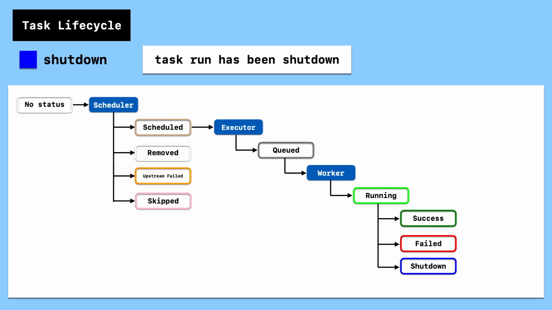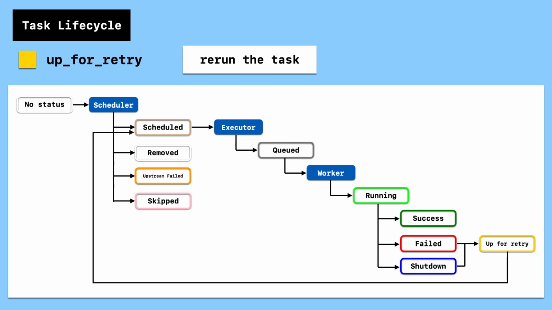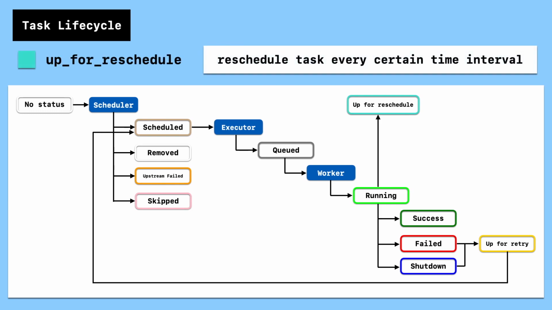In the case of the task in stages failed or shutdown, if the maximum retry is not exceeded, the task will be forwarded to the up for retry stage, which means the task will be scheduled and rerun after a certain waiting time. In some specific cases, a task in the running stage can also be directed into the up for reschedule stage, which means the task will be rescheduled every certain time interval. A simple example for this use case would be that you will never move the task forward unless a file has been saved in an S3 bucket. So you want to check the file's existence every 10 seconds, for instance, using a sensor task.